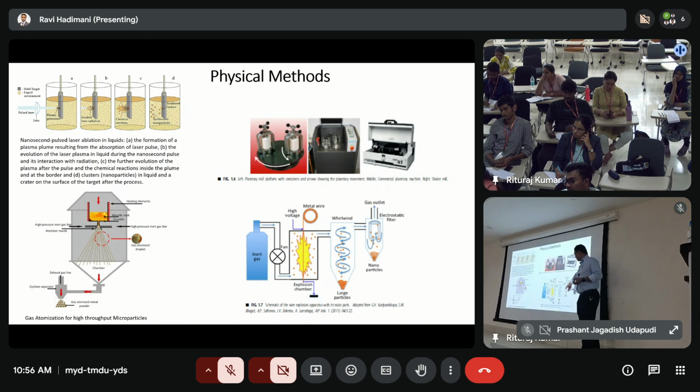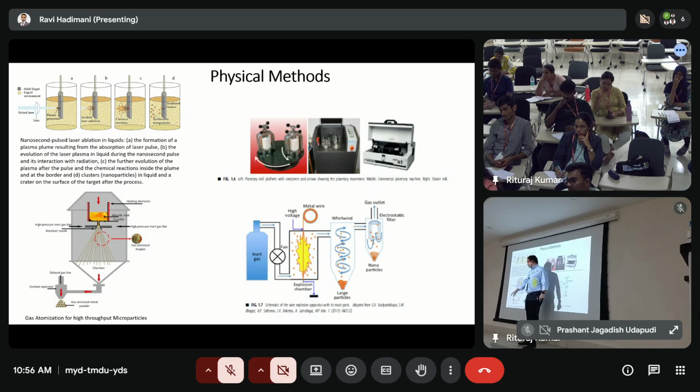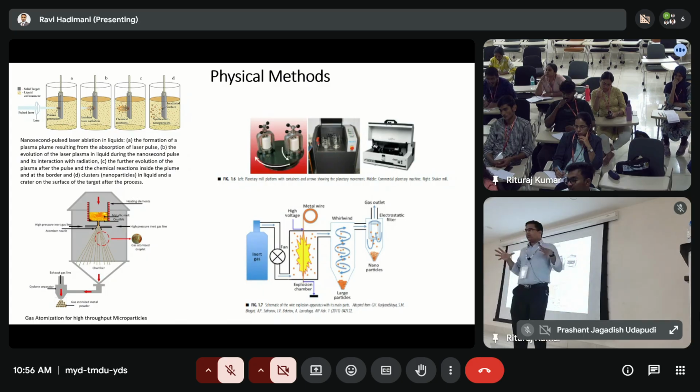This is another one where you make a wire explode. A gas atomizer is another one. Basically, you use high pressure to push molten metal through a small orifice into a vacuum. You get nanoparticles. Okay.